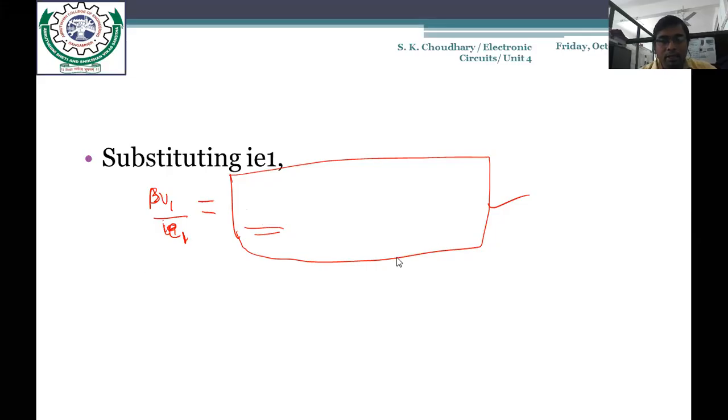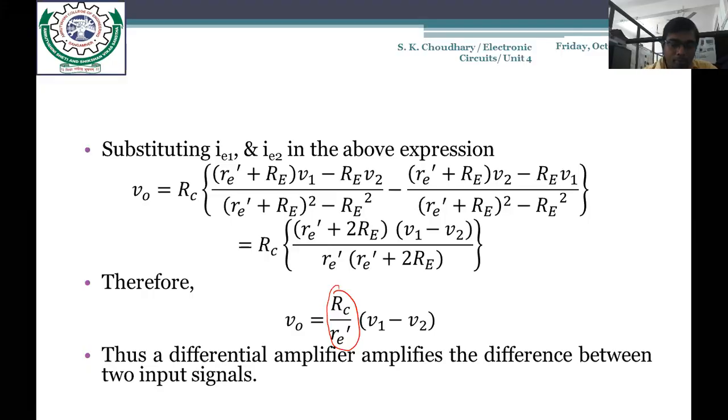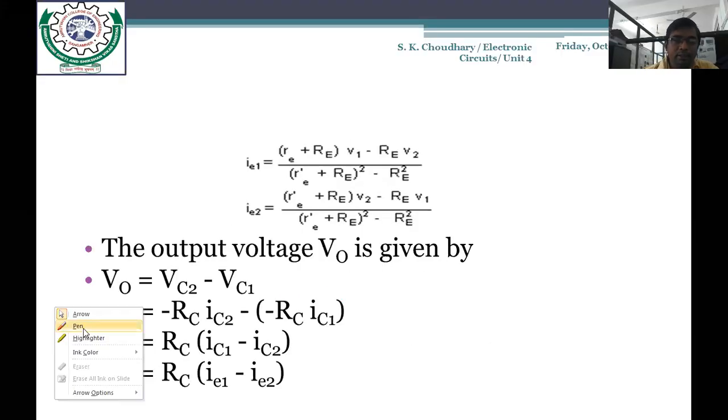So if you do not remember, I will just show you the slide where we have written the value of IE1. The value of IE1 is here. You can see Re plus capital Re into V1 minus Re V2 upon Re dash plus Re square minus Re square. Okay. So this is the equation that we have substituted in the equation of Ri1. Those who have still not noted it, please note it down. And this value of the emitter current would be substituted there. Okay.